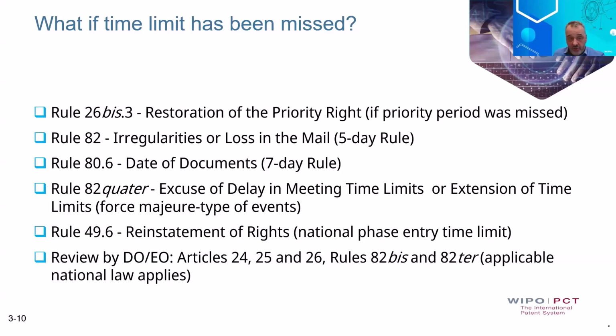So if you are in a situation where something like that happens, do take a look at 82 and see whether it could apply. Maybe more relevant in practice is the next rule, 49.6, which is reinstatement of rights if you have missed the time limit to enter national phase. So there is a minimum guarantee that all offices should, in principle, apply this, and there are particular time frames under this rule. It's basically 2 months from the date when you realize that you missed the time limit, or 1 year from when you should have entered the national phase.